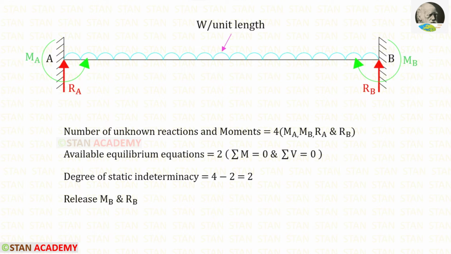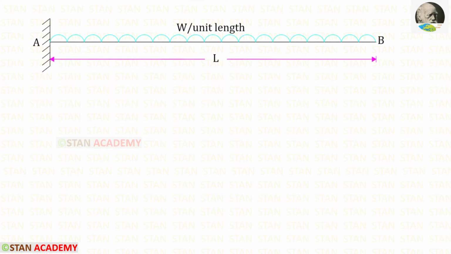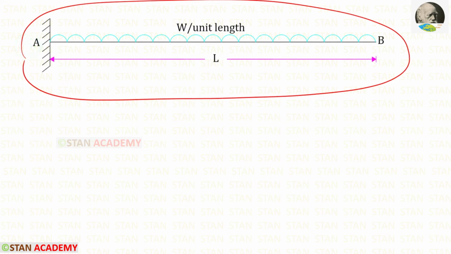Alternatively, we can find MA and MB by removing MB and RB. You can see that from the point B, I have removed the moment MB and the reaction RB. So the point B becomes a free end. This beam was a fixed beam, but now it has become a cantilever beam.